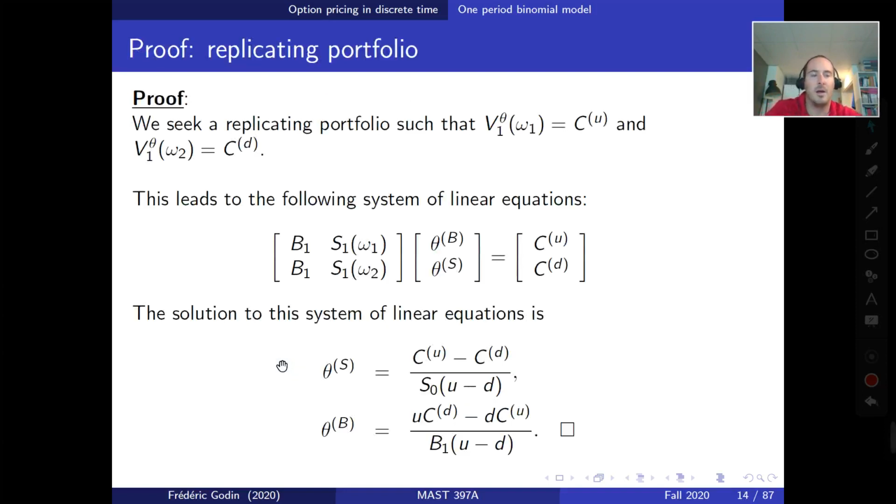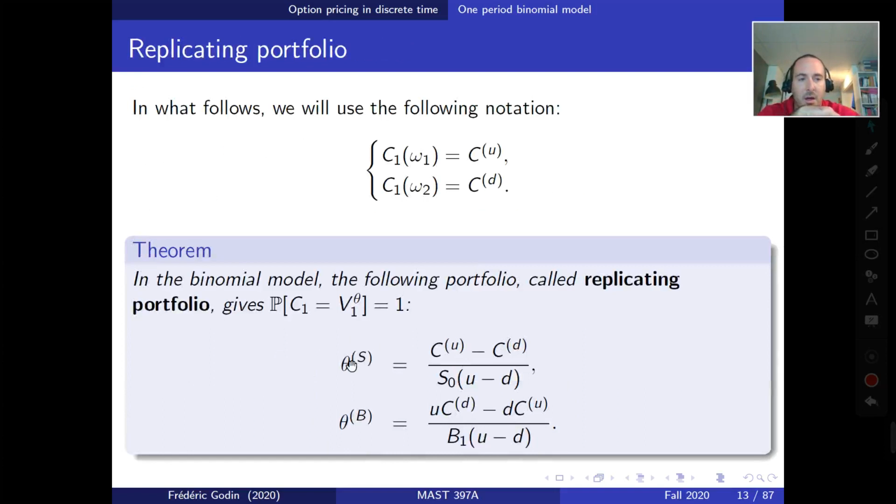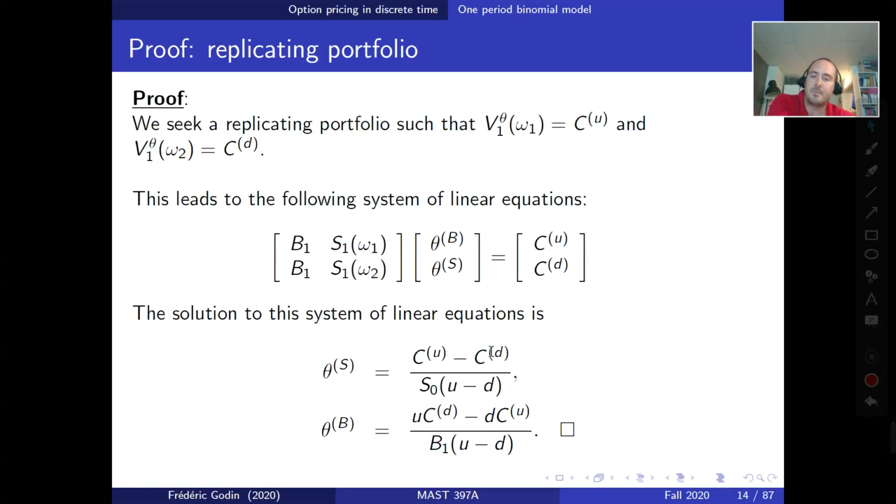So how did we come up with these equations here? This is obtained as follows. We're seeking a portfolio for which its value in the state under outcome 1, if the stock price goes up, must be CU, the payoff in outcome 1. And we want the value of the portfolio under state 2 to be CD, the payoff of the derivative under outcome 2, so a downward movement of the stock.